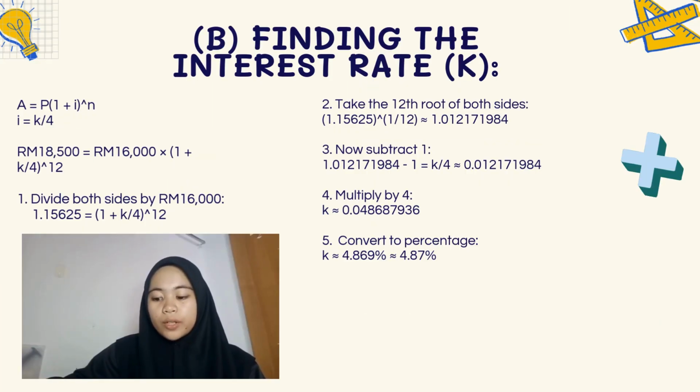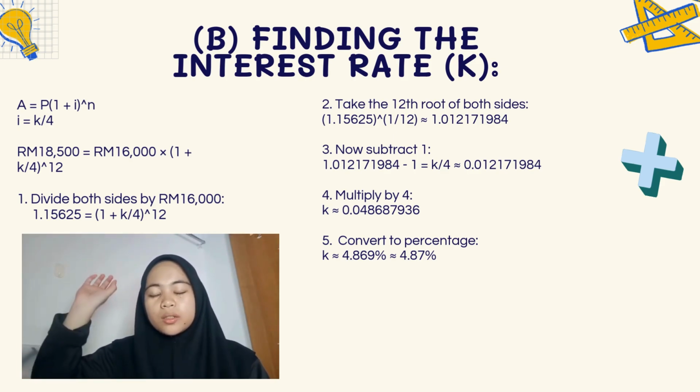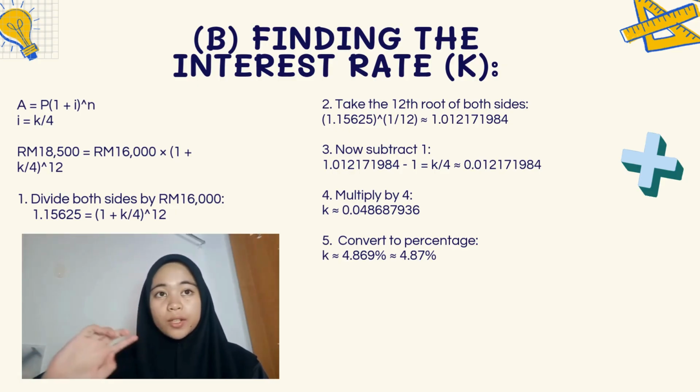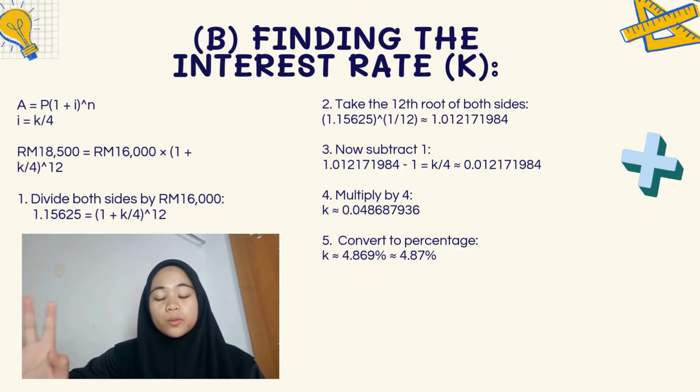So B, the value of K, I use S equals P (1 plus I) the power of N. So 18,500 equals 16,000 (1 plus K divided by 4) the power of 12. So first you need to divide 18,500 by 16,000. The answer is 1.15625 equals (1 plus K divided by 4) the power of 12.